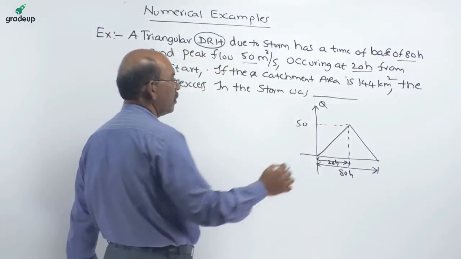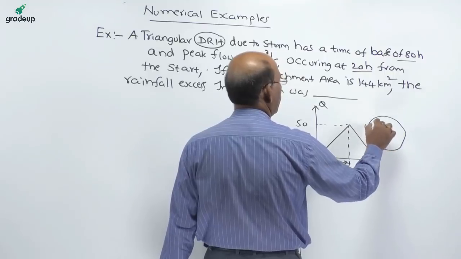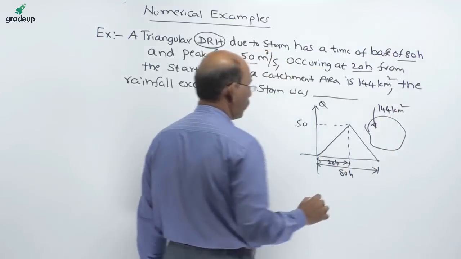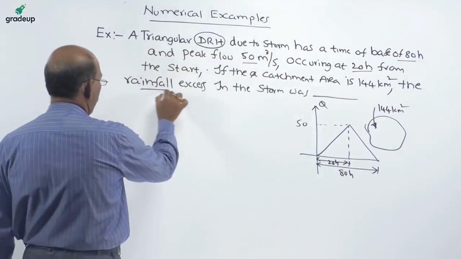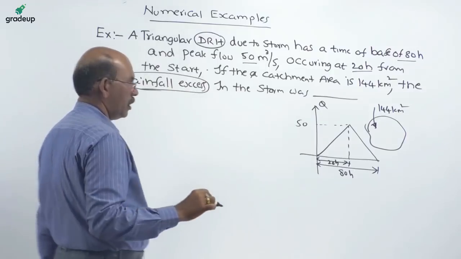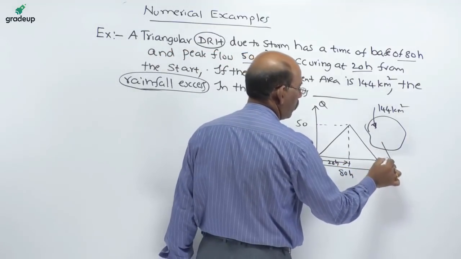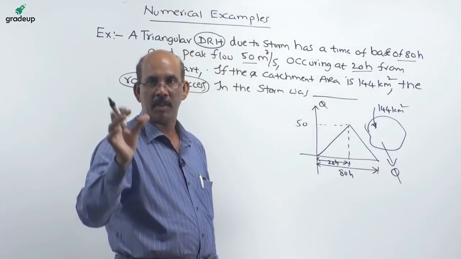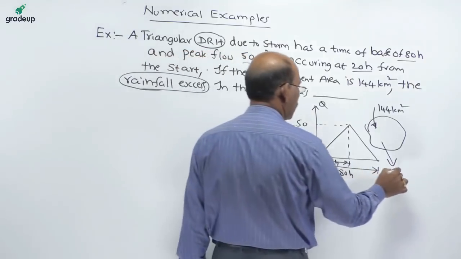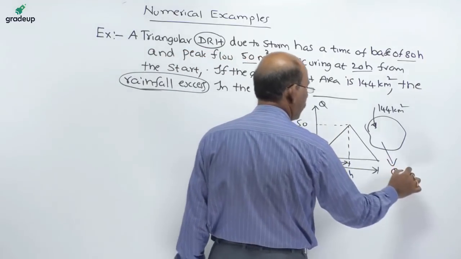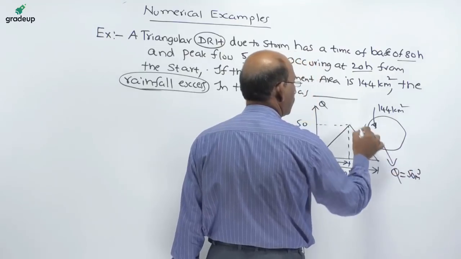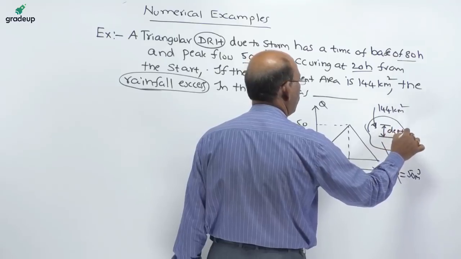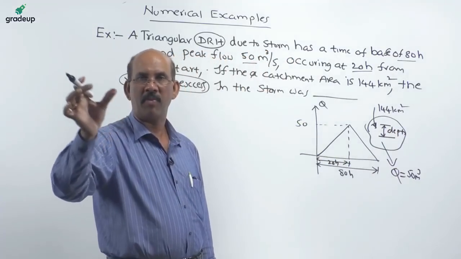If the catchment area, the area represented by the basin catchment area, is 144 square kilometer, calculate the rainfall excess. That means what is the flow from this particular catchment, the depth. The rainfall excess is nothing but the Q of 50 from this catchment. What is this depth? This depth of flow is nothing but the rainfall excess.